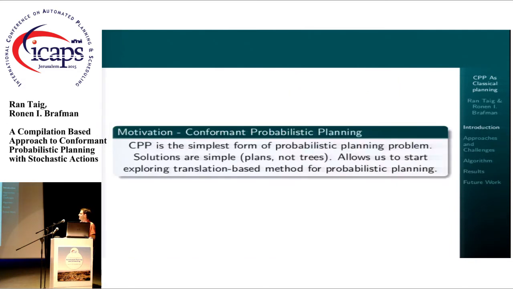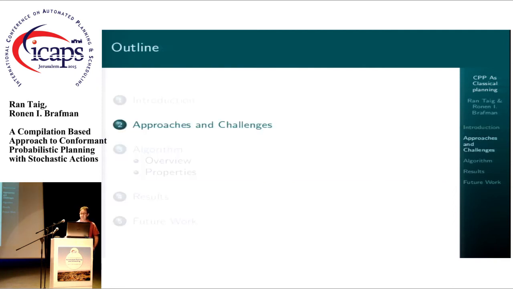The basic motivation for this not so natural setting of conformant probabilistic planning for our research is that this is a very simple form of probabilistic planning, and it allows us to test and try the compilation approach with the hope to extend it in the future to more sophisticated and more complex probabilistic planning models.